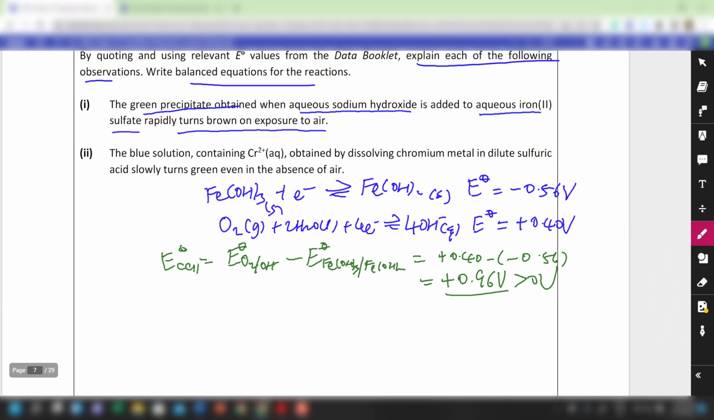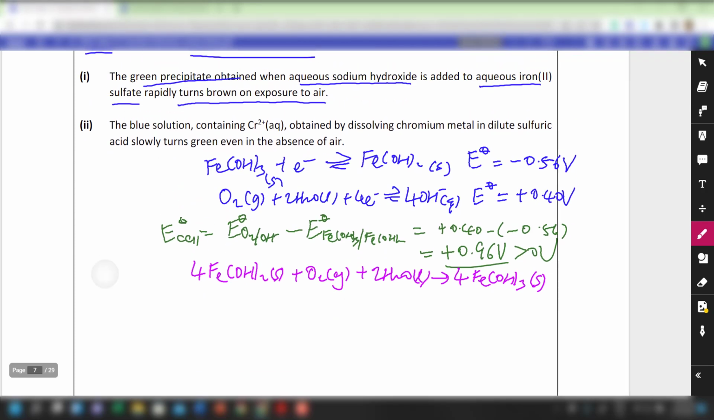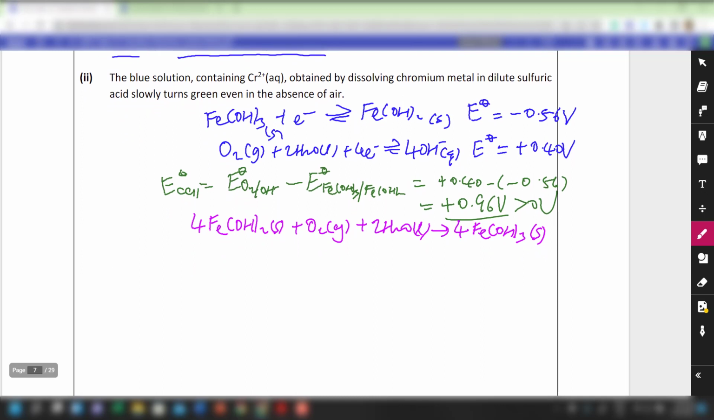This is what we can do using standard reduction potential. Then we are supposed to write a balanced equation. We multiply the iron(III) hydroxide equation by 4, so we end up with 4Fe(OH)2 solid plus O2 gas plus 2H2O liquid giving 4Fe(OH)3 solid. So, a feasible reaction.